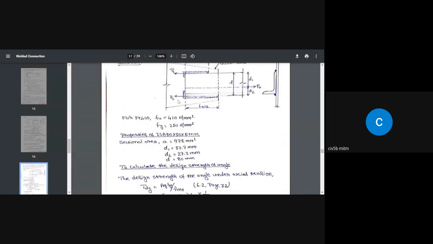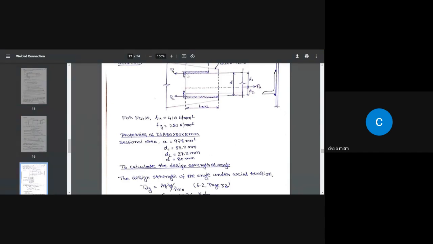So that means I'm going to take moments of all the forces about this weld. That gives minus P1 multiplied by D, with minus sign because it's counterclockwise, plus PU multiplied by D2. That should be equal to 0. So find out P1. Whether you take moments about this or about this, it doesn't matter. Finally, you'll end up getting the same answer for both P1 and P2. But I'm taking about this base.